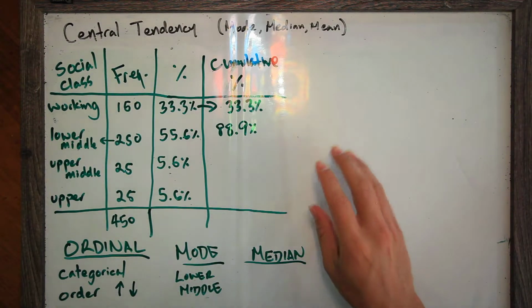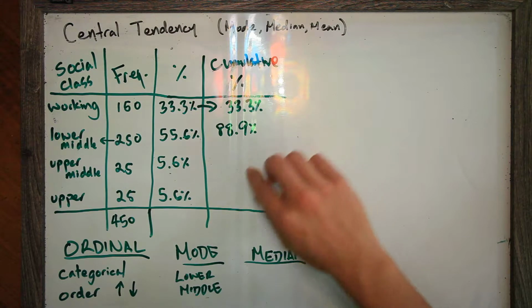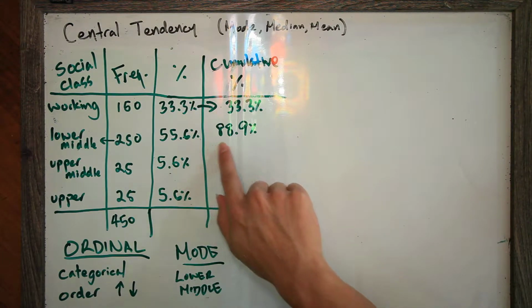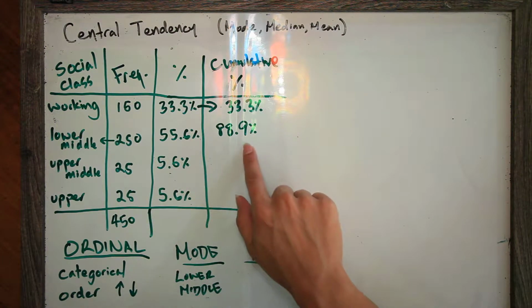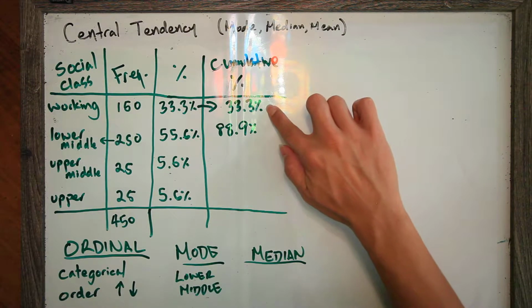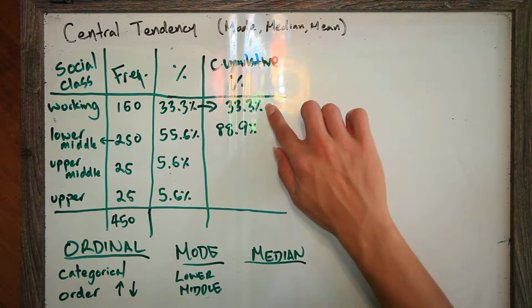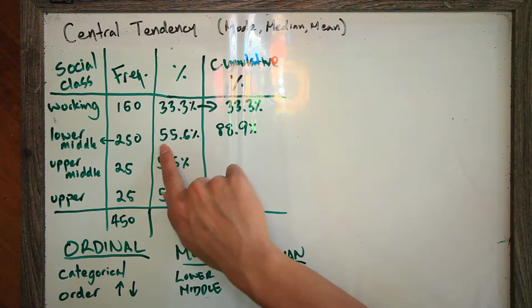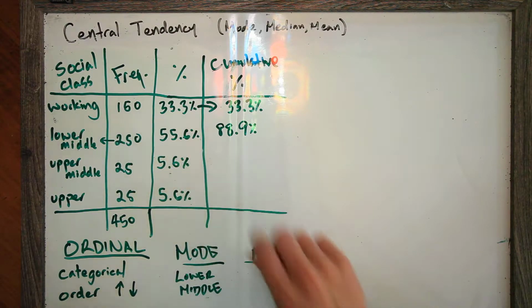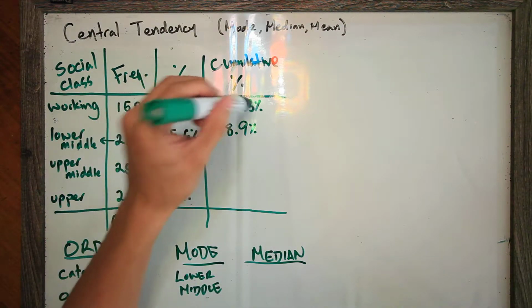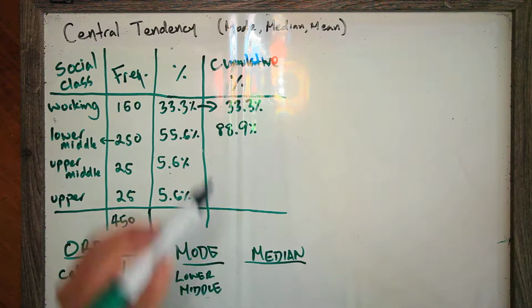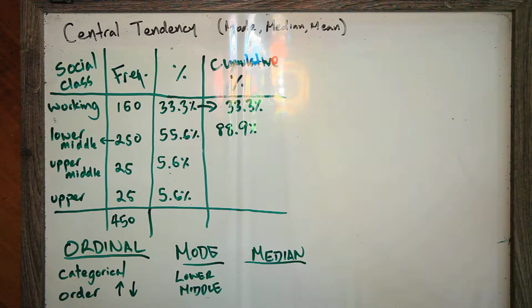But as I was saying at the end of the last video, to get the cumulative frequency for the second row, you add the column above it to the percentage of the next row. So that's, in this case, 33.3 plus 55.6. That's going to give us our 88.9%.